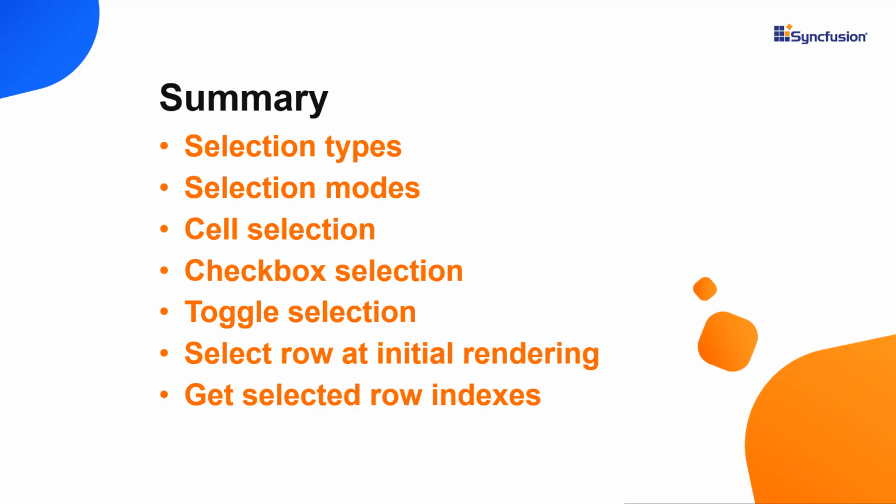Let me summarize what we have seen so far. I showed you the different selection types and selection modes of the DataGrid component. Then we have seen how to enable cell, checkbox and toggle selection. And finally, I showed you how to perform row selection on its initial rendering and the way to get selected row indexes using row selection events.